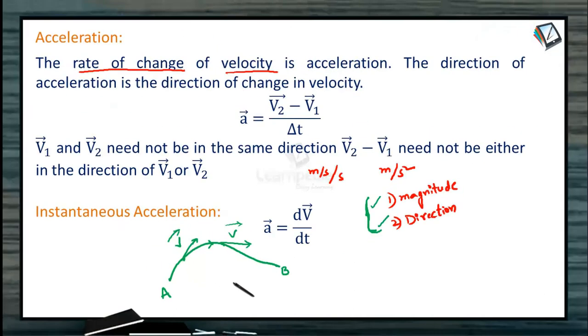Alright? Just for this fact that the particle is moving in a curved path, it is for sure that its acceleration is non-zero, because at least the direction of the velocity is changing for sure. Alright? And in this case, speed may remain constant, that is not the point, and it may also change.